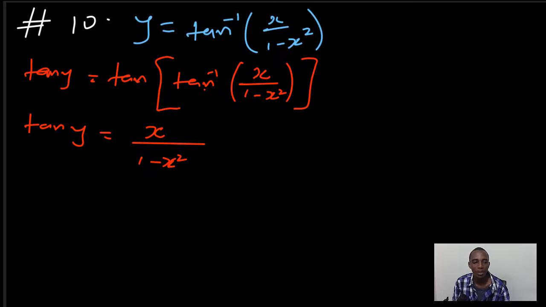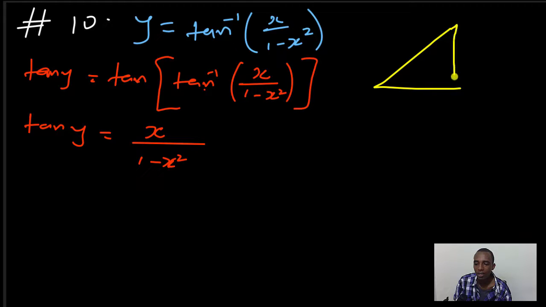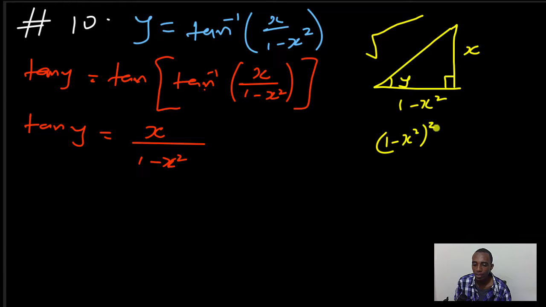Okay, so by the way, we can interpret this geometrically as, if you have a right angled triangle, of course, with an angle y, so you have the opposite over the adjacent. That's by definition what tangent is. So the opposite to this angle is going to be x, and the adjacent is 1 minus x squared. So by Pythagoras theorem, the hypotenuse is going to be 1 minus x squared plus x squared, all this under the square root.